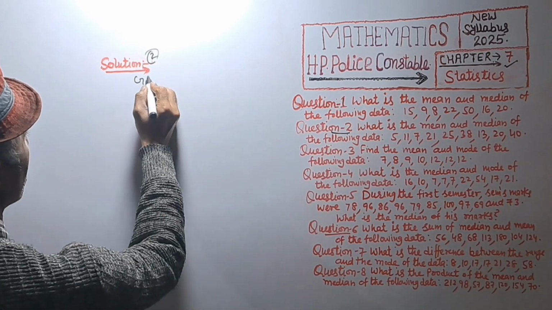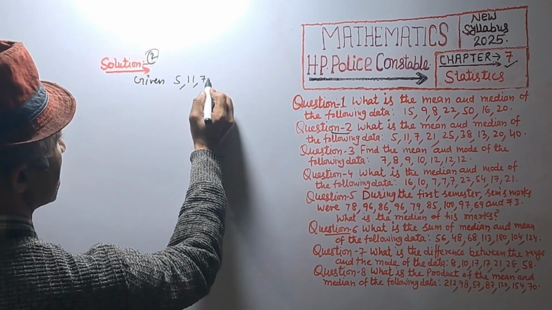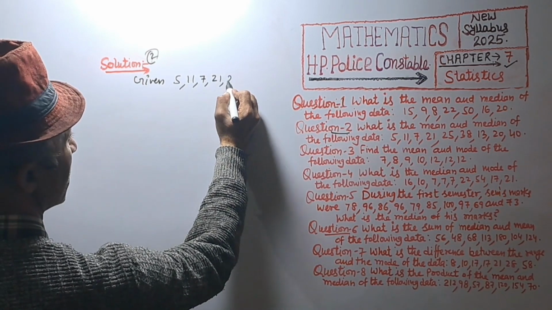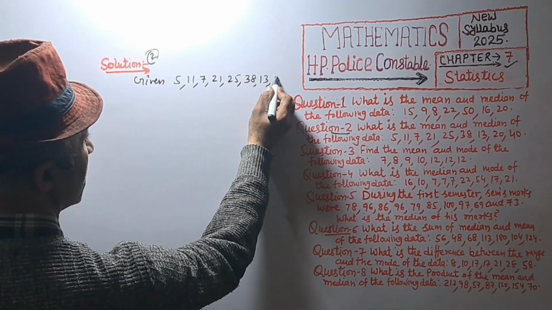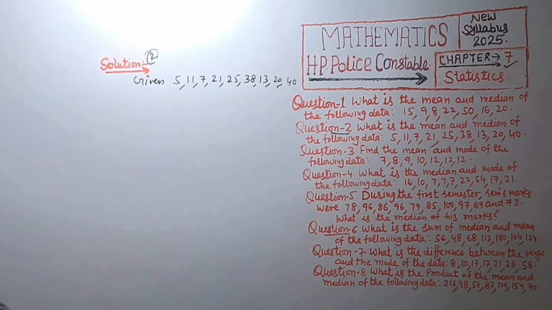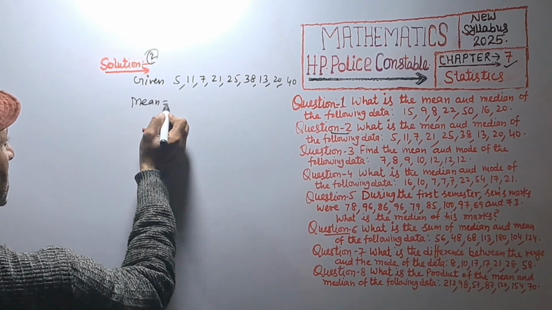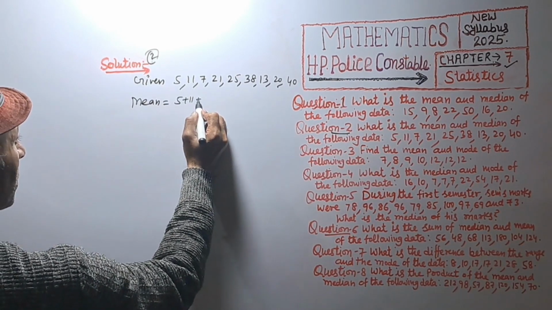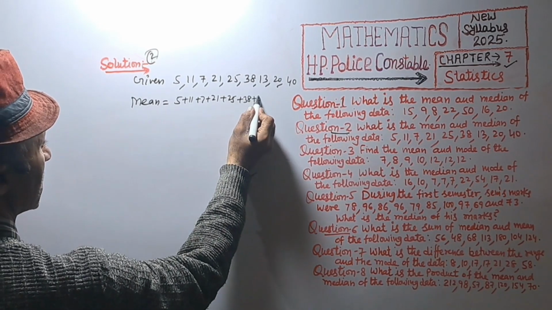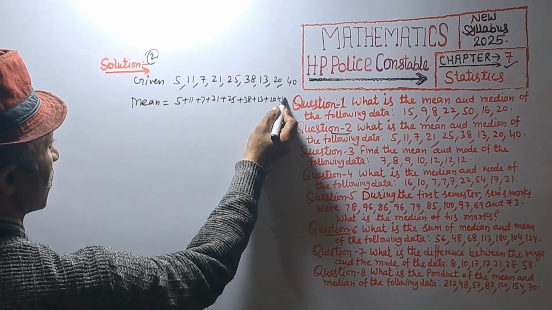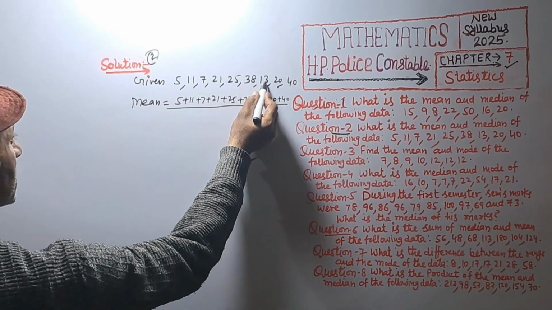Given data is 5, 11, 7, 21, 25, 38, 13, 20 and last 40. First we find the mean, that is 5 plus 11 plus 7 plus 21 plus 25 plus 38 plus 13 plus 20 plus 40, divided by the total number, which is 1, 2, 3, 4, 5, 6, 7, 8, 9.